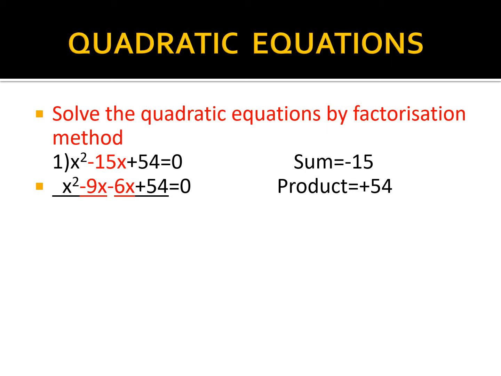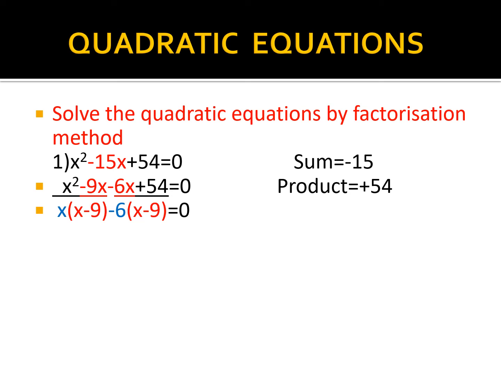So here we split the middle term, that is minus 15x, as minus 9x and minus 6x. The first and the last term are the same. So we get x square minus 9x minus 6x plus 54 is equal to 0. We have split up minus 15x as minus 9x and minus 6x. We take the first two terms in a bracket where we find x is common and the remaining term is x minus 9.